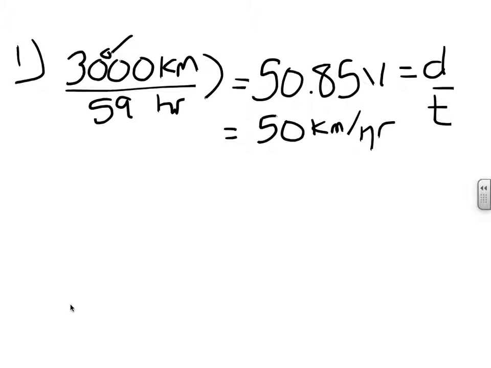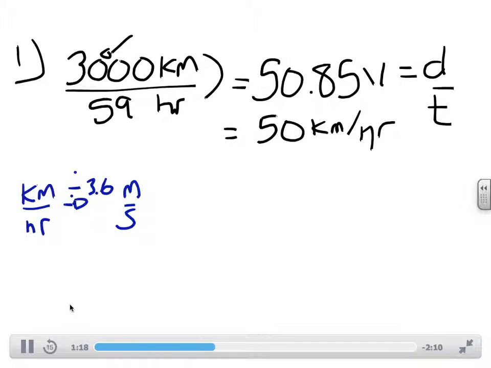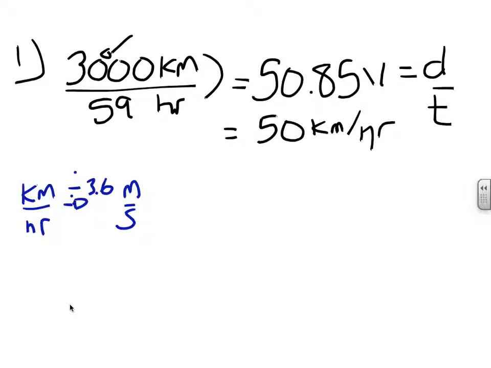Next, we want to know how many meters per second that gives us. Well, there's a couple ways to do this, but the easiest way is to use the conversion factor I gave you near the bottom of the notes. Whenever we are in kilometers per hour, we can switch into meters per second by just dividing by 3.6. So if I divide kilometers per hour by 3.6, that'll always give me meters per second.